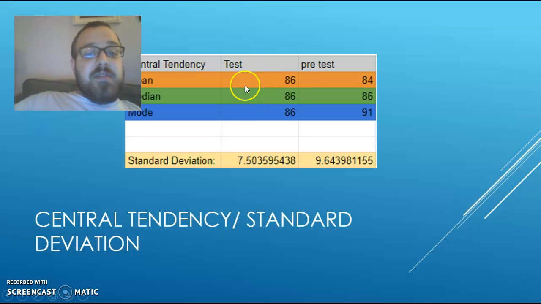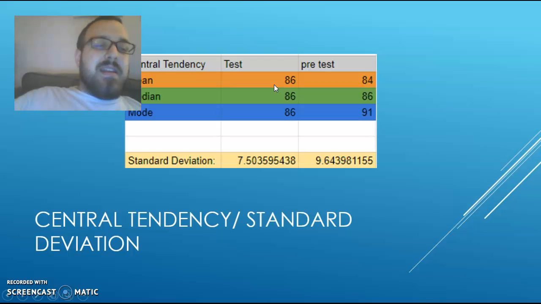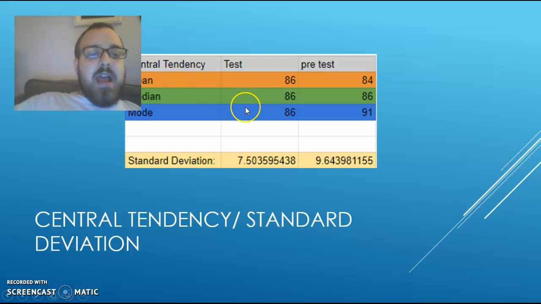An 86 was the mean. That's usually the one I go with unless there are outliers. And if you look at this, the mean and median are really close to each other, which means that outliers probably did not have a great effect on my outcome here, my final scores.